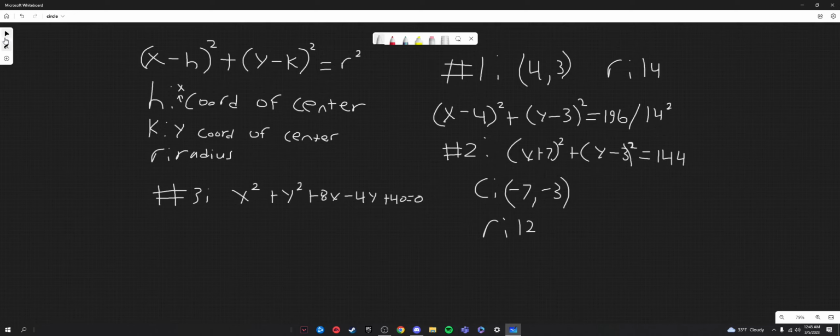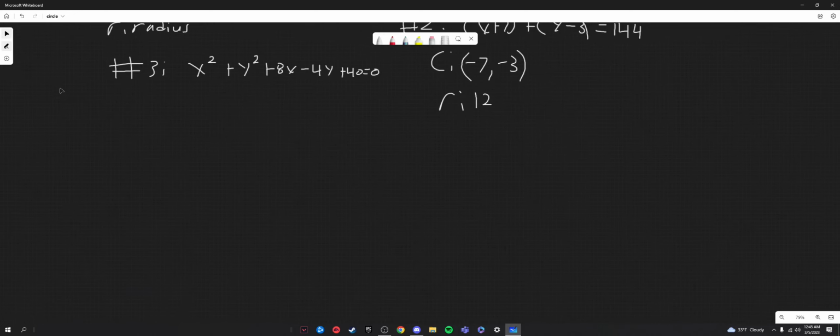What we can actually do, and I'm going to shift us down because we need a little more space, is rearrange the equation so that all the x's are next to each other and all the y's are next to each other, and then we're going to complete the square on one side. So we would have x squared plus 8x plus y squared minus 4y plus 40. This is still equal to 0. So now we have x squared plus 8x and y squared minus 4y. They're all close to each other, so we're going to complete the square now.